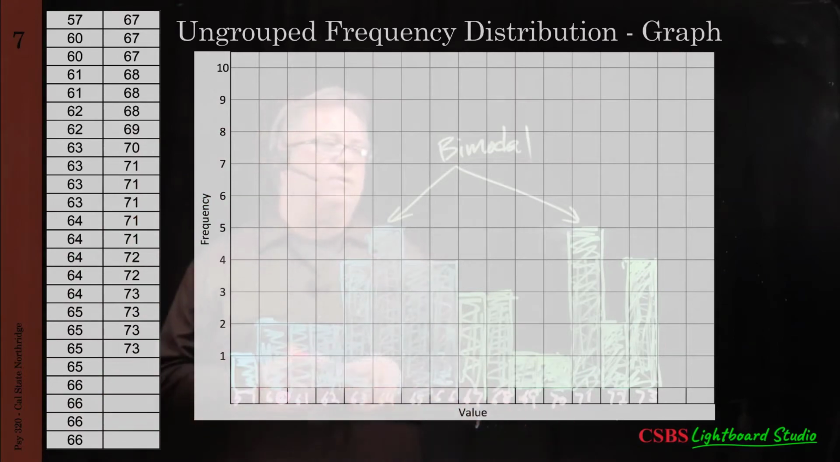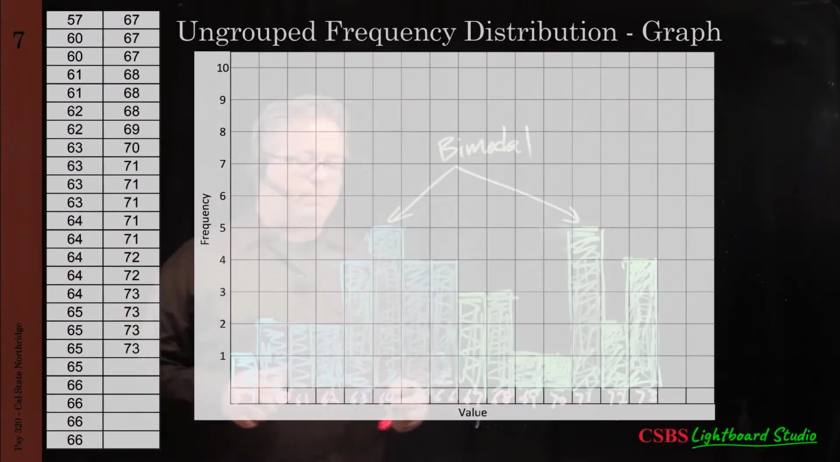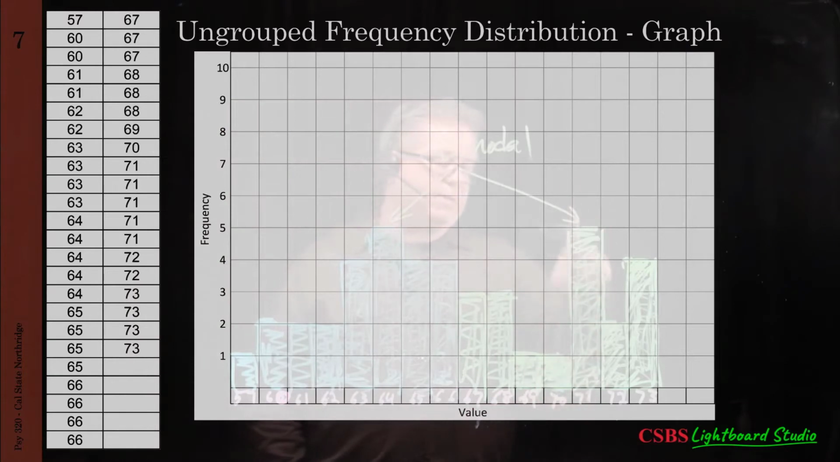So what do you think these two modes represent? Why would something like height be bimodal? Because we have a cluster of heights around this lower mode, around 64 inches, and another cluster of heights around this other mode, about 71 inches. Why do we have two clusters?